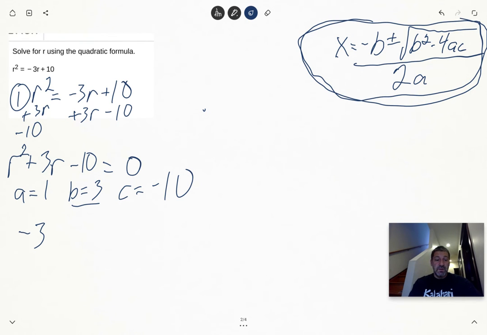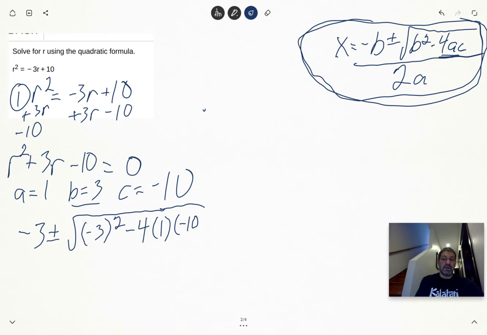Negative b plus or minus, and then inside the square root, it's going to be b squared. Again, my b is 3. Now we're doing minus 4ac, minus 4. My a is 1, and my c is negative 10. And on the bottom, I have this 2a here. So 2, and what is my a? My a is 1.